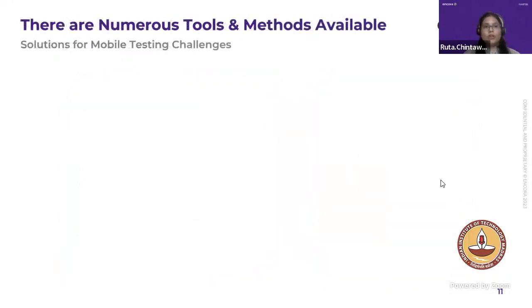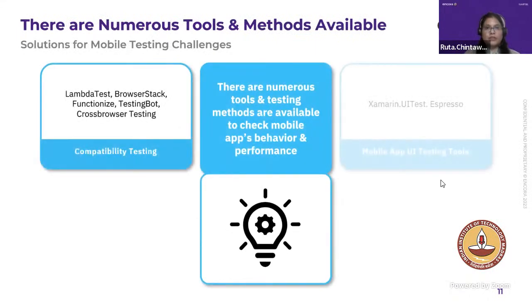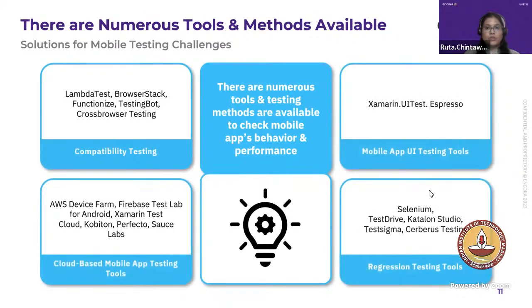Then we will talk about the solutions. As I mentioned, we have multiple solutions available in the market. When we talk about compatibility testing, we have tools like LambdaTest, BrowserStack, Functionize, TestingBot, then cross browser testing. These types of tools we can use when we are performing compatibility testing. Then we have UI testing tools: Xamarin UI Test, Espresso. These types of tools we can use when we mostly focus on UI.